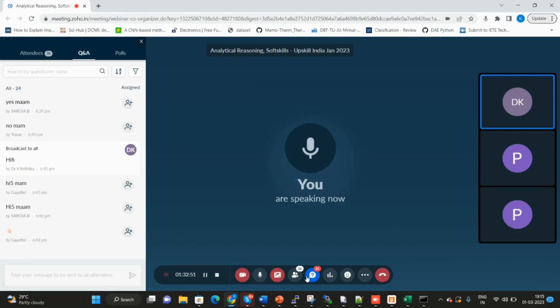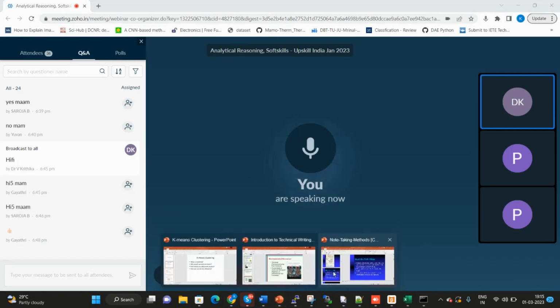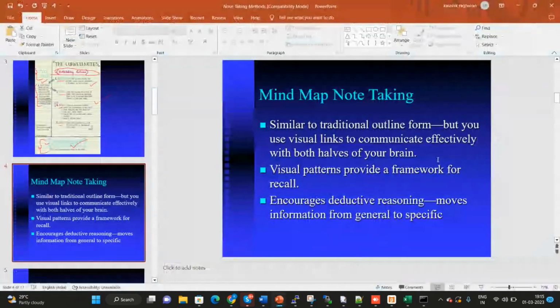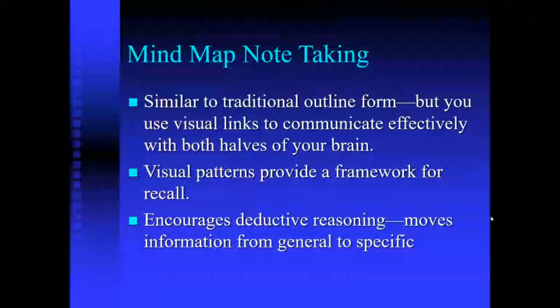Fine. So I'm assuming nobody has done mind map before. So first I'll introduce the concept of mind map. I'll give a good background for that, and then we will proceed with an example.